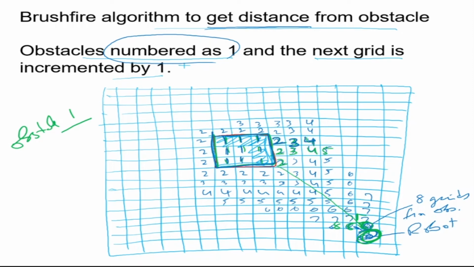So these are all 1, so the next is going to be 2, 2, 2, 2. Next to the 2s will be 3, 3, 3, like that. Okay. Now if we cover the whole workspace like this, basically I can find out if my robot is here, then what is the distance between the robot and the obstacle. It is very easy. You need to just look at that number 7.